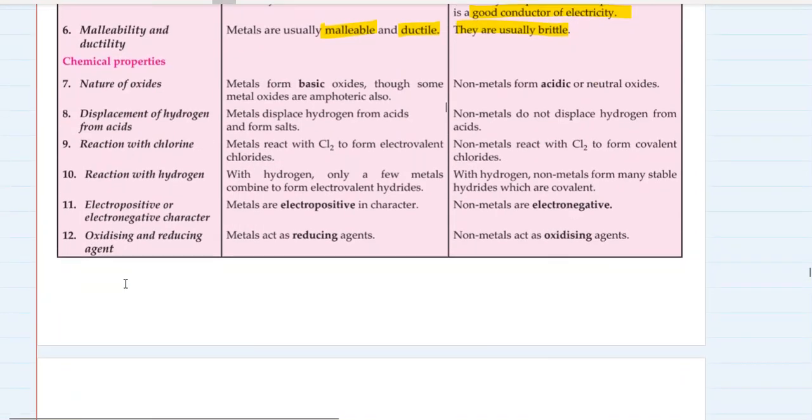Nature of oxides, chemical property. Let's go to the chemical properties, very important. Nature of oxides. Metals form basic oxides, though some metallic oxides are amphoteric also, but non-metals form acidic or neutral oxides.